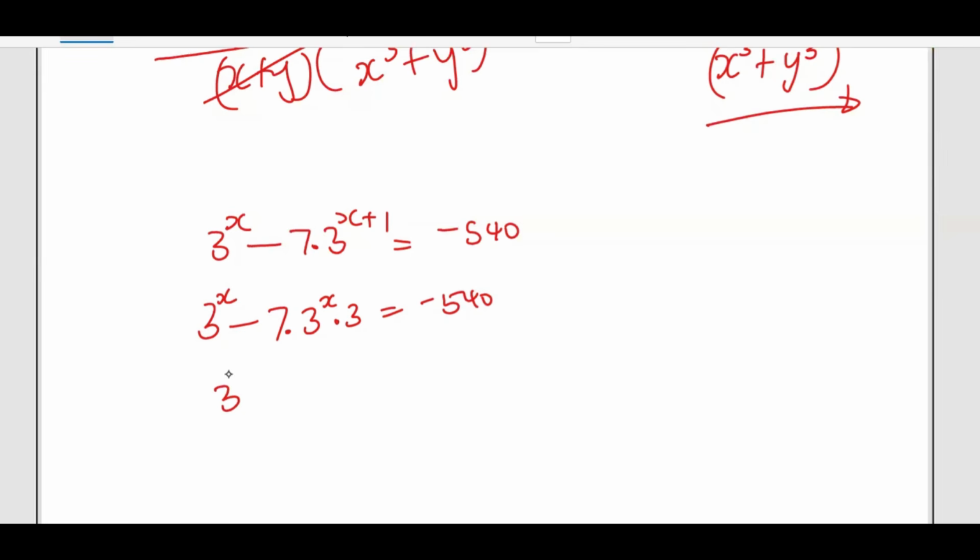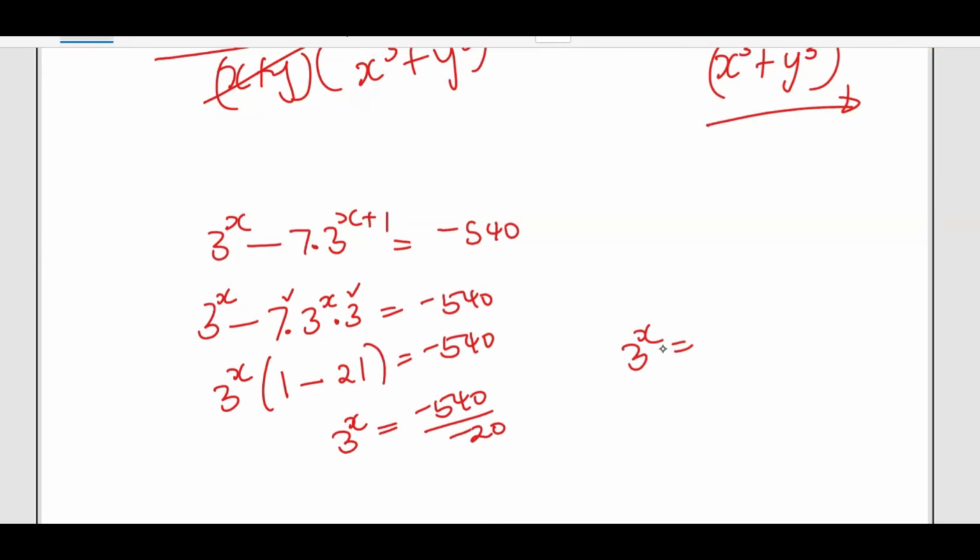So let's take out the 3 to the x. I'm going to be left with 1 minus 21, because 7 times 3 is 21, and negative 540. 3 to the x is going to be negative 540 over negative 20. So 540 divided by 20 gives us a positive 27, meaning that 3 to the x is the same as 3 cubed. Drop the bases, x should be just 3.